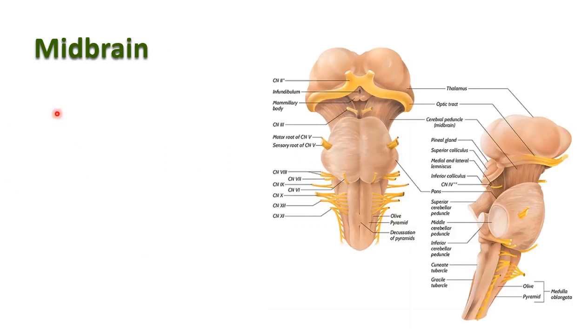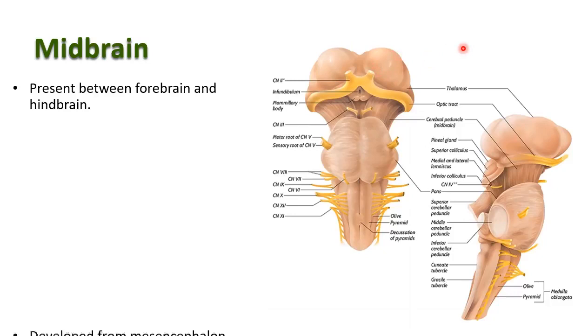So now coming to the midbrain, the midbrain is actually developed from the mesencephalon. It is present between the hindbrain, which forms your pons, medulla, and cerebellum, and above the forebrain. The forebrain mainly consists of your telencephalon and diencephalon. This large mass you are able to see is actually a part of the diencephalon, that is the thalamus.